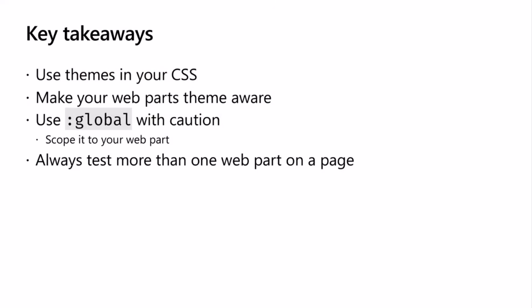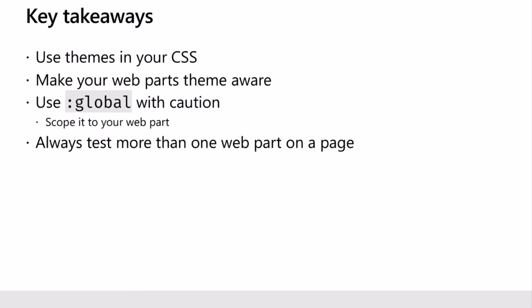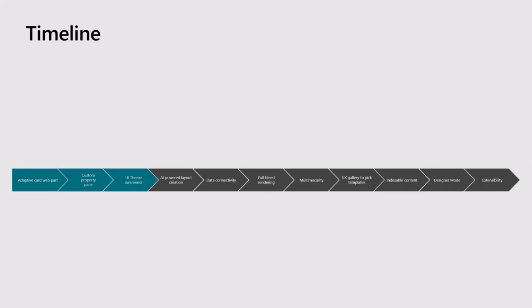So what are the key takeaways here? Use themes in your CSS, right? You can use the theme variables or the Sass variables to do that. Make sure that your web parts are theme aware, not just based on the page theme, but the background of the section as well. If you're going to use global because you can't change the CSS class names, just use it with caution, right? Make sure that you scope your global CSS classes within your individual web parts. And probably more importantly, always test your web parts by having more than one on a page.